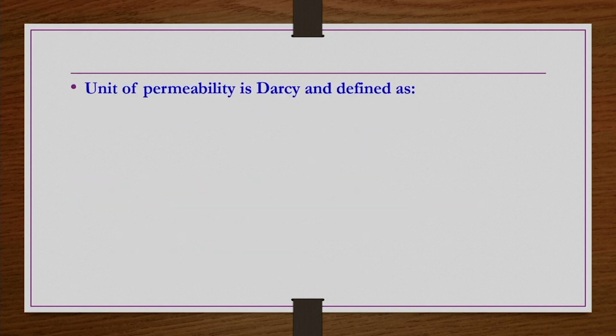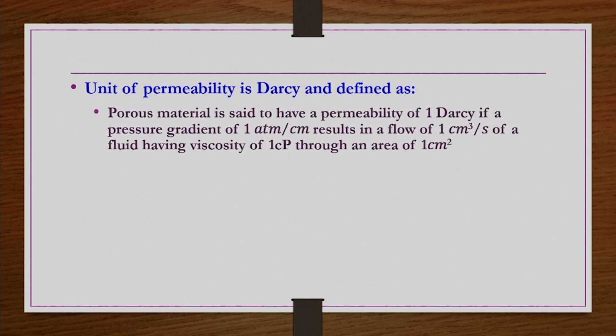The unit for permeability is the Darcy, and it is defined as follows. A porous material is said to have a permeability of 1 Darcy if a pressure gradient of 1 atmosphere per centimeter results in a flow of 1 centimeter cube per second of a fluid having a viscosity of 1 centipoise through an area of 1 centimeter square. If you convert to meter square, 1 Darcy is 10 power minus 12 meter square.